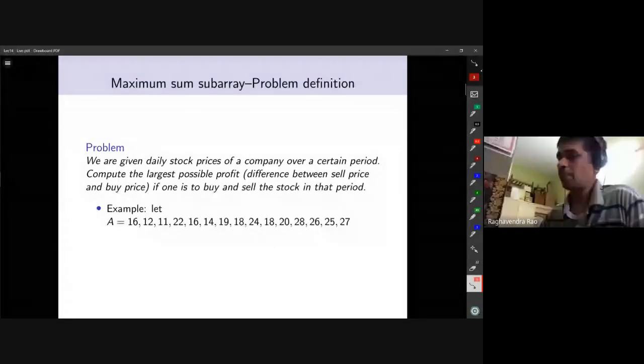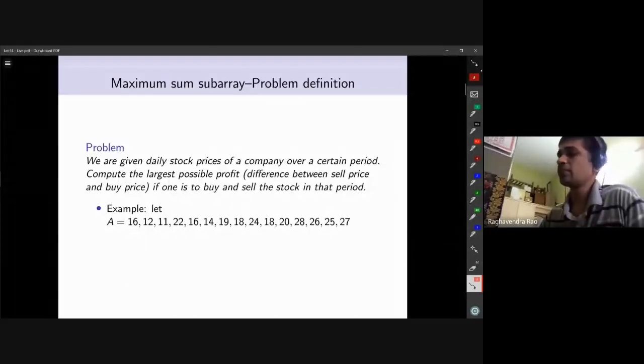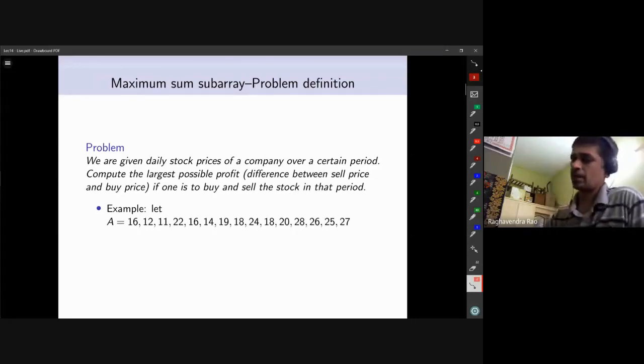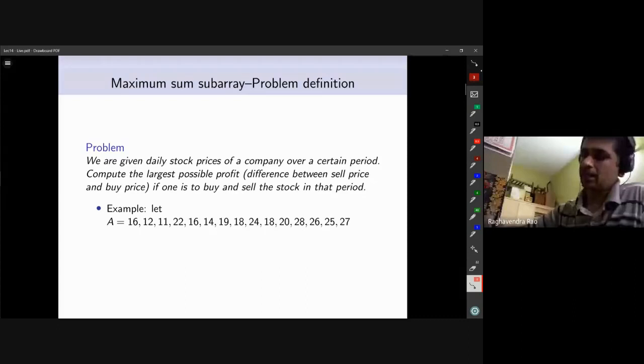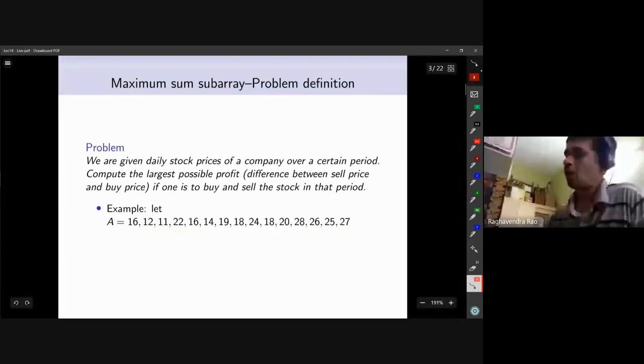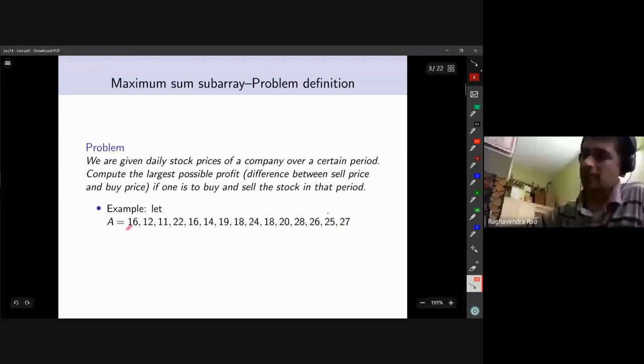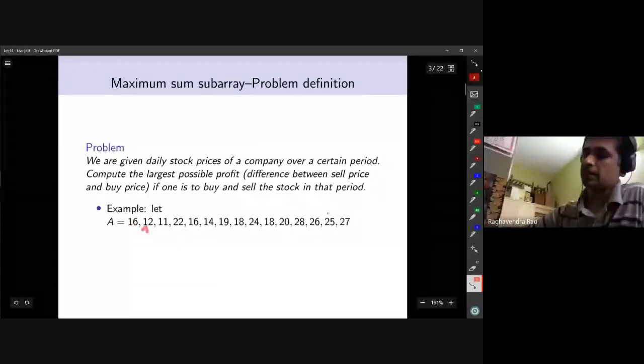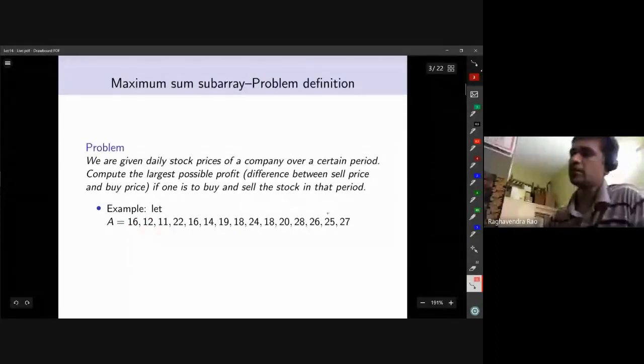That is, you want to come up with the days i and j such that i is less than j, and the difference between the share prices during those days is a maximum. So it should be a positive value. Let's take this example. Here is an array of 15 elements. You can imagine this is the share price on day 1, share price on day 2, day 3, day 4, etc. This is the 15th day.